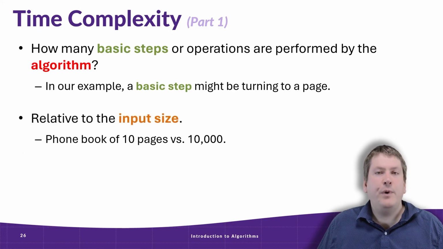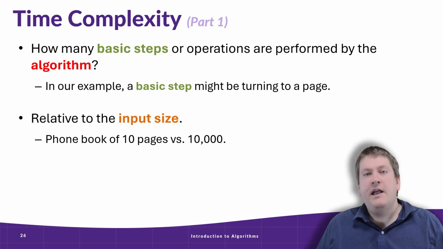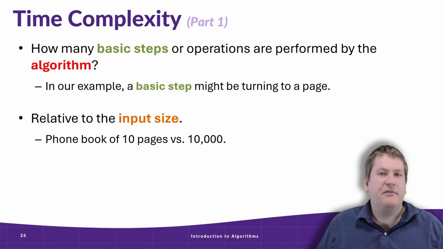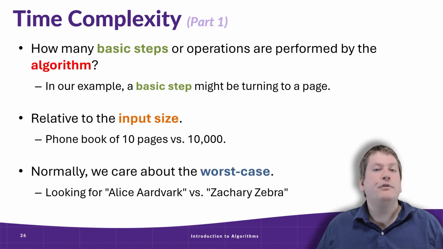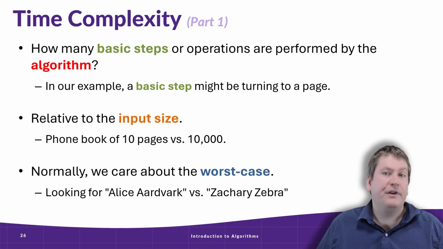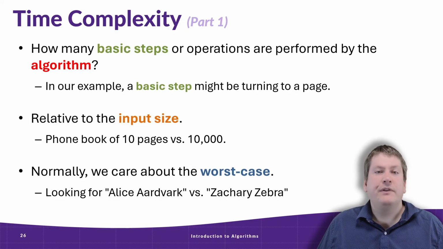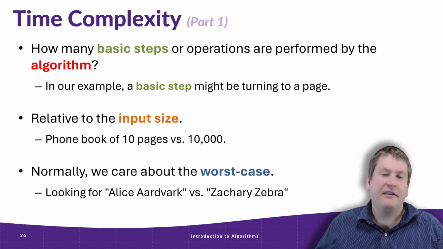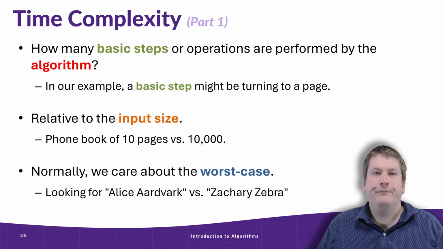This measurement is always relative to the input size, and this is typically represented by the variable n, and should be true regardless of the number of pages or names we input to the algorithm. We also normally look at the worst possible case for the algorithm. So in the case of linear search, we'd want to know how many steps would be needed if the name occurred on the last page rather than some other page in the phone book.